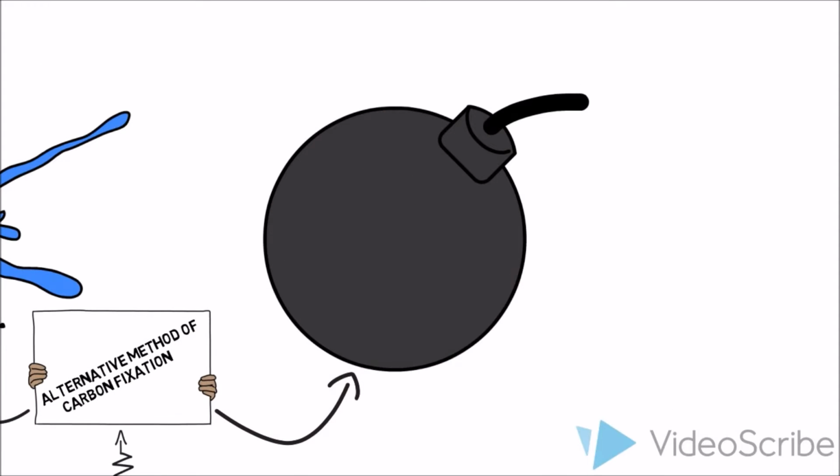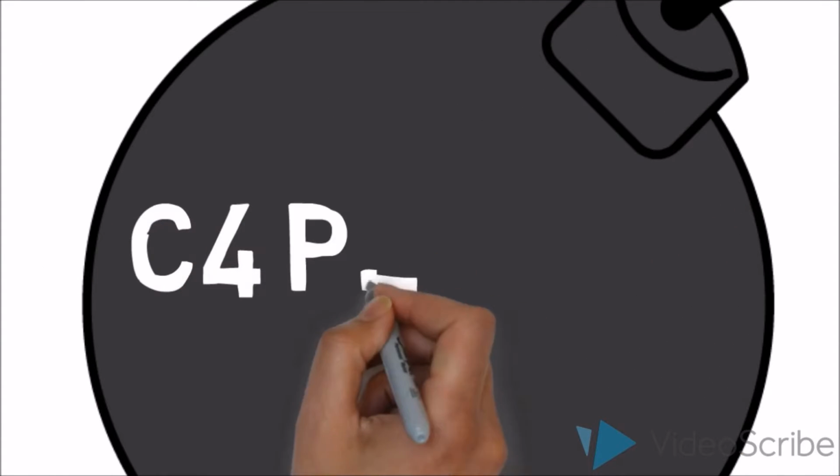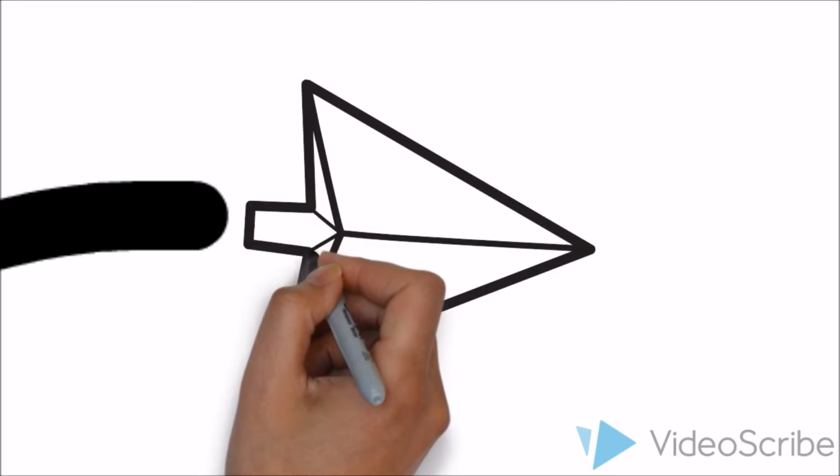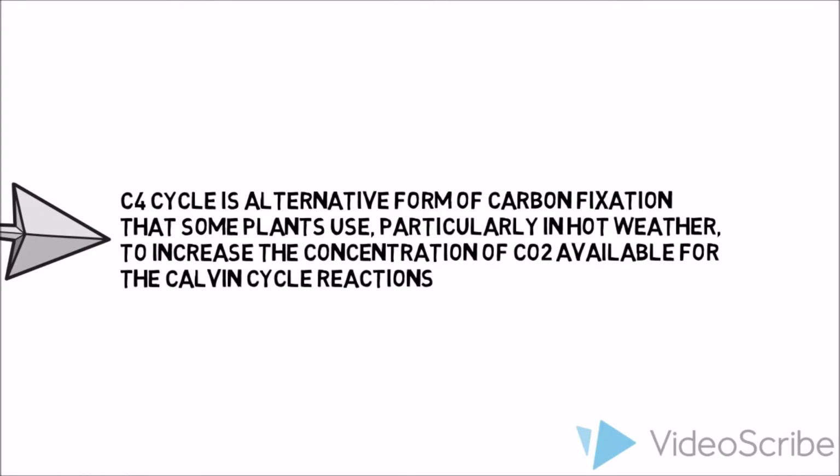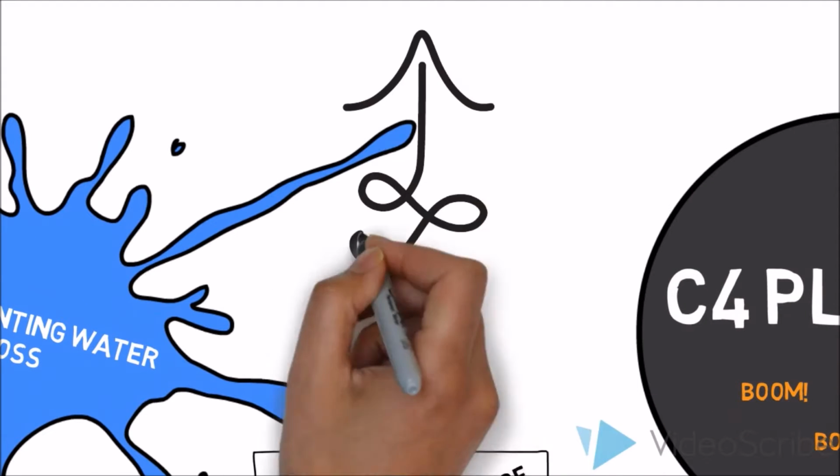We now move on to C4 plants. More specifically, the C4 cycle. Now, the C4 cycle is an alternative form of carbon fixation that some plants use in particularly hot weather to increase the concentration of CO2 available.